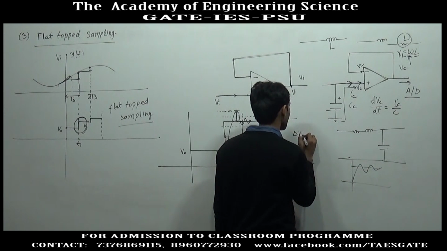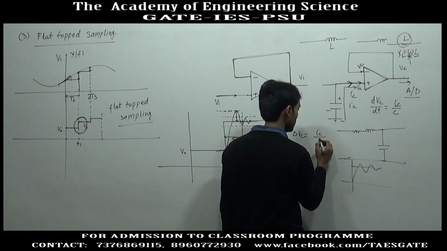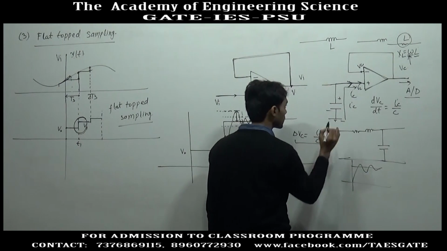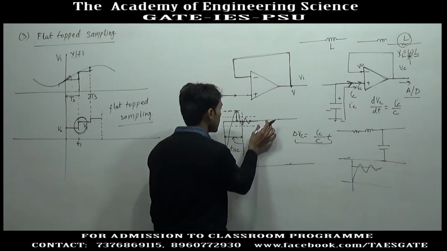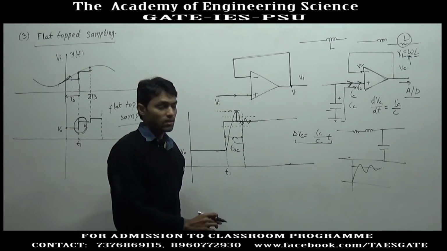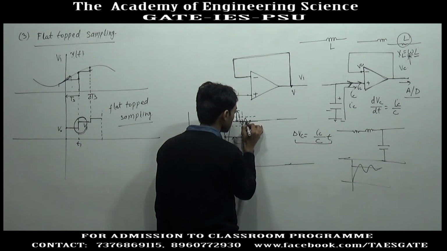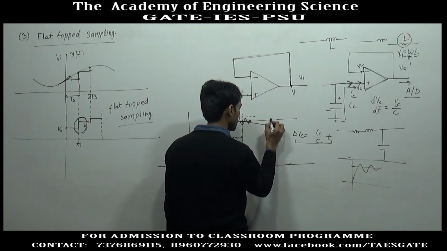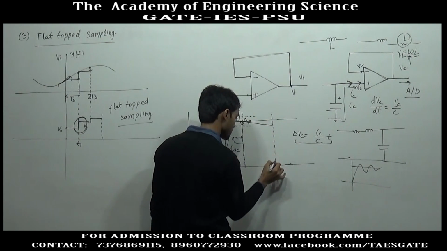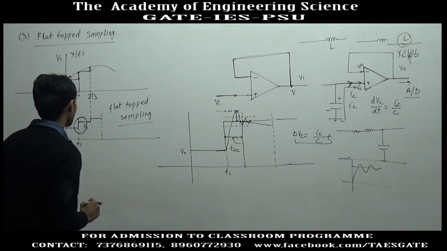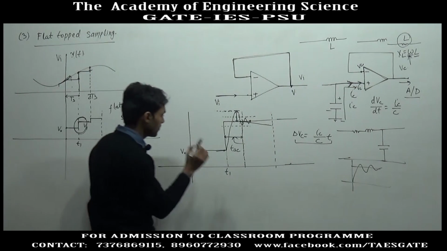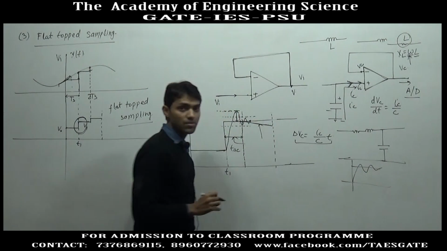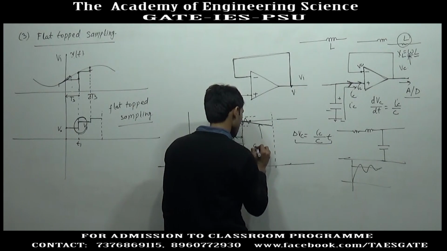So, delta Vc can be written as IC, the capacitor current, divided by C, into time. But this current is very small. So, when the switch is opened, the capacitor voltage will not be constant, it will decay at a constant rate. So, this will be the actual voltage across the capacitor. We want a constant voltage, but we will have this kind of voltage. So, this rate is the rate at which the capacitor voltage decreases. This is called droop rate.